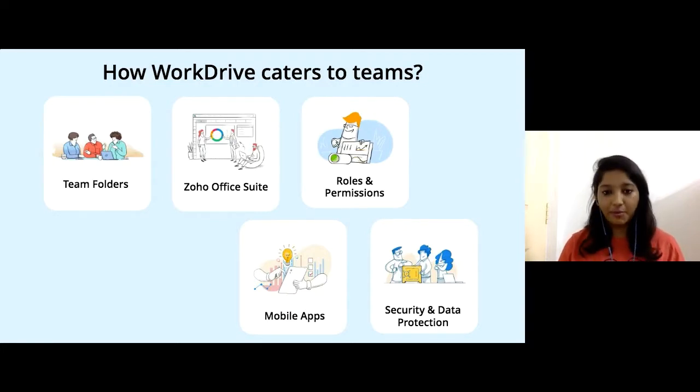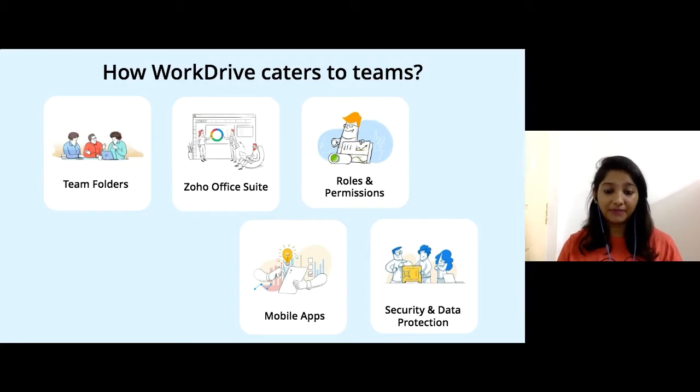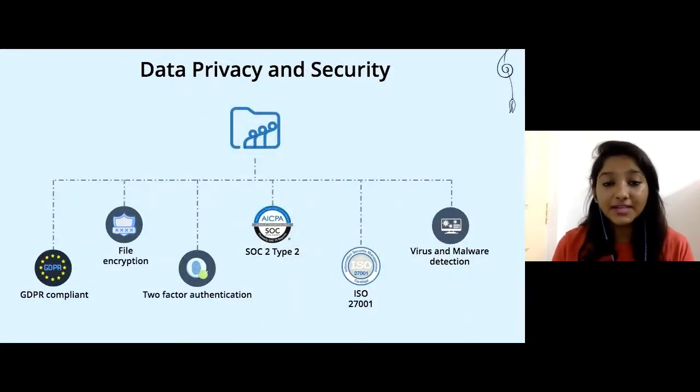And then we have the WorkDrive mobile apps. We have an app for iOS and Android, which means your team can access their files on the go. They can share files, they can create team folders, and much more. All of these capabilities are built on a well protected platform with enterprise grade security. WorkDrive is GDPR compliant, and all the files are encrypted during rest and transit. It's also integrated with Zoho Directory, which means you can set password rules and enable two-factor authentication. I'll be talking about this in a little more detail during my demo.